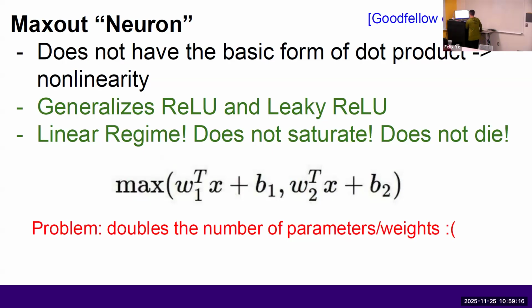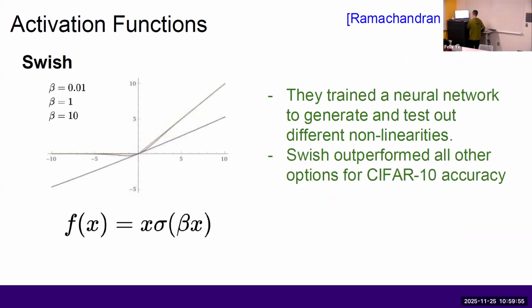Okay, and also there is maxout. This is not really used a lot, so I just want to let you know there is something called maxout. Basically, you have two different linear transformations, then you just pick the maximum of them. It actually generalizes the ReLU and the leaky ReLU, and it doesn't saturate and doesn't die. It's all linear regions, but we have double the number of parameters. I have actually never seen such an activation function used in practice, but just so you know, it could happen.